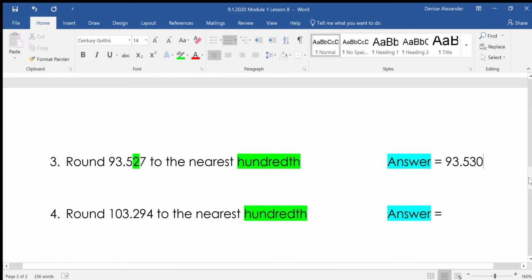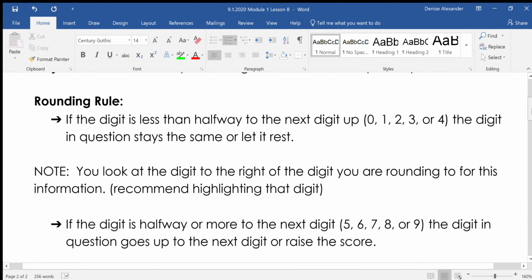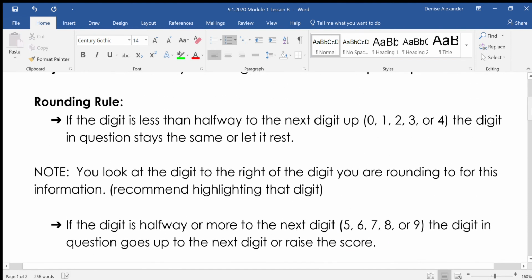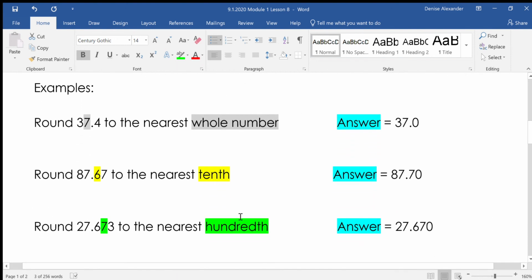So here is just a little bit of rounding using the song. Again, I'm going to go over it one more time. If it's number 0, 1, 2, 3, 4, we're going to let it rest. If it is 5, 6, 7, 8, 9, and 10, we are going to raise that score. Okay, you guys? 5, 6, 7, 8, 9, 10, we raise the score. 0, 1, 2, 3, 4, let it rest. And make sure you pay attention to what it's asking. Remember a place value chart.